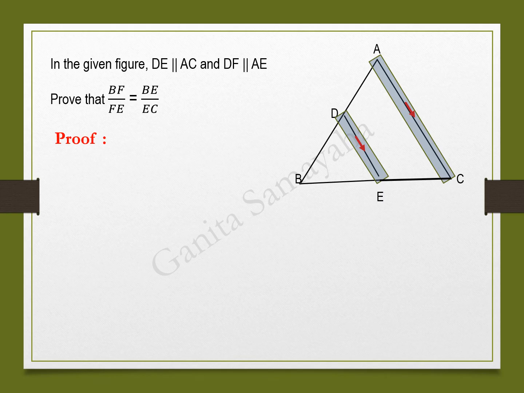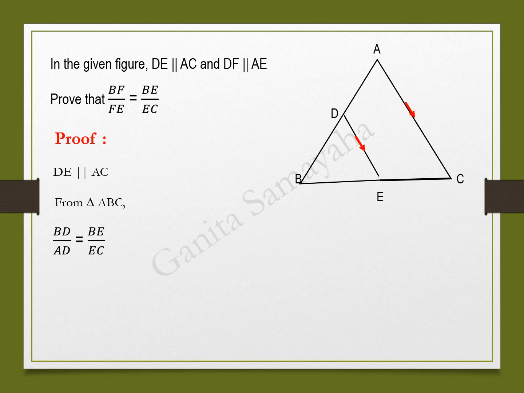So we have DE parallel to AC. Now we can use our BPT and write the proportionality very easily. So how do we write the proof? DE is parallel to AC. From triangle ABC, we have BD by AD equal to BE by EC. I am sure by now all of you are able to write this proportionality.